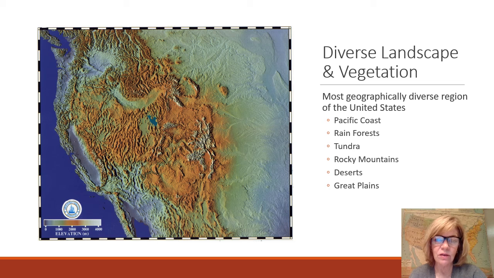And here's another image of the diverse landscape and vegetation of that area. So you've got rainforests, you've got the Pacific coastal areas, which are very different, tundra, Rocky Mountains, deserts, and the Great Plains. We're going to look at those and then we'll be finished.